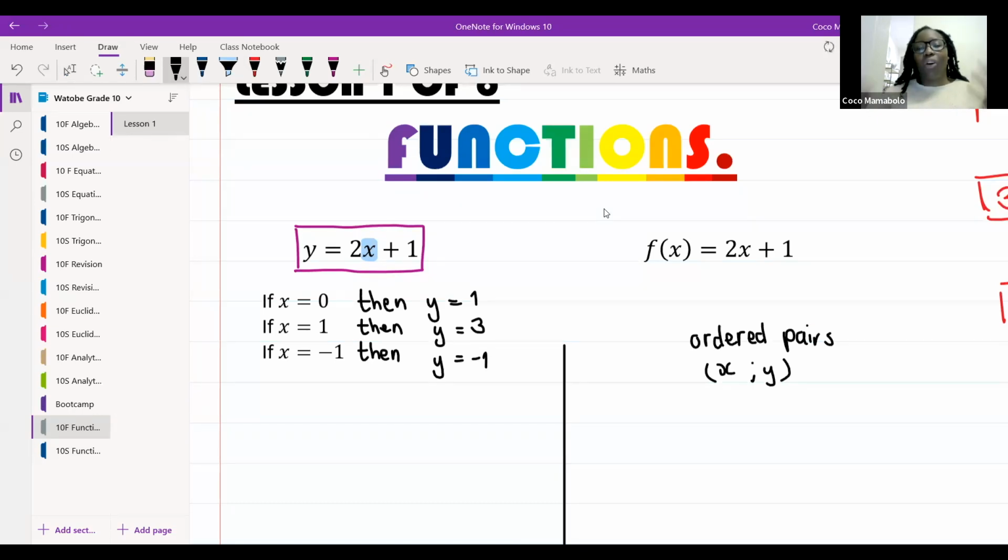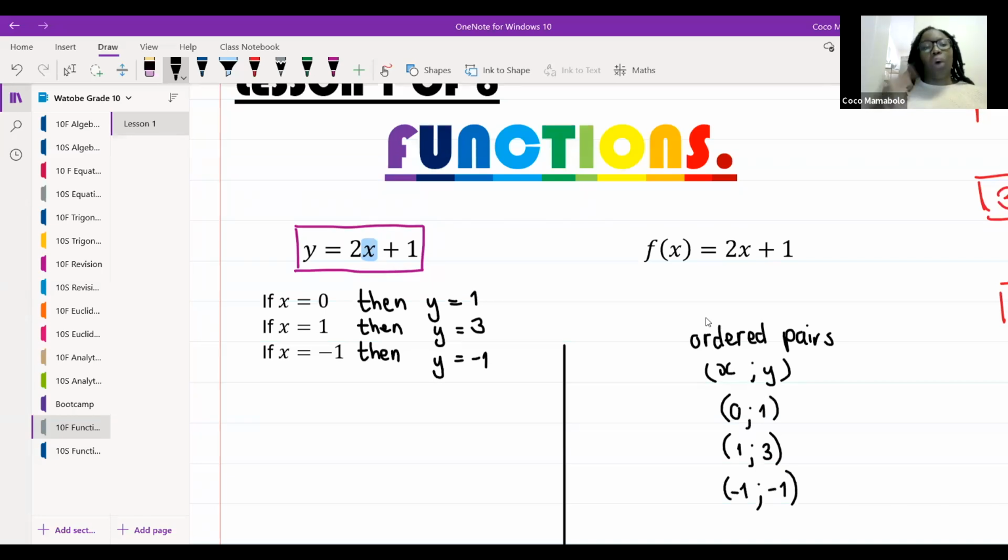Okay, they are ordered pairs. For every x value, if my x value for this function is 0, my y value is 1. So I can write them like this: 0 and 1. That's my x value. And when x is 1, I'm going to get y is 3. That's how we put it in there. And if x is -1, then y is -1. And that's where we get the idea of coordinates.